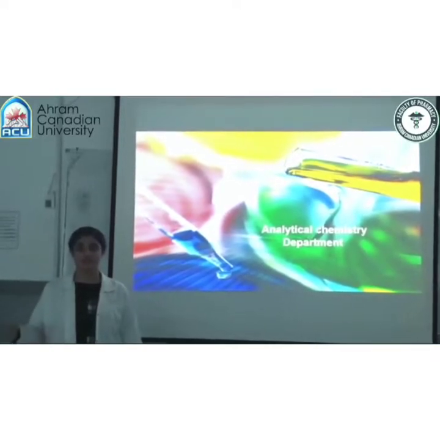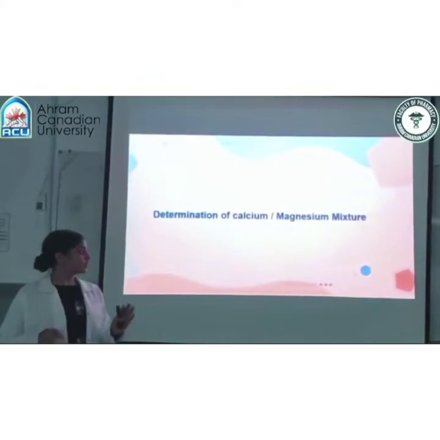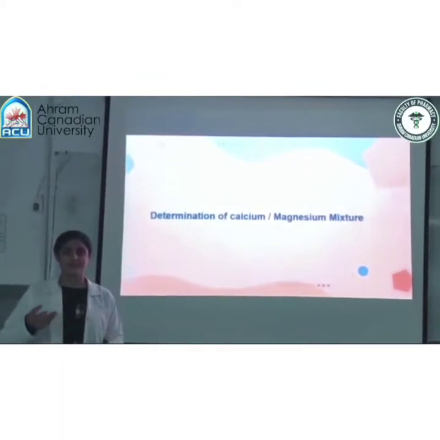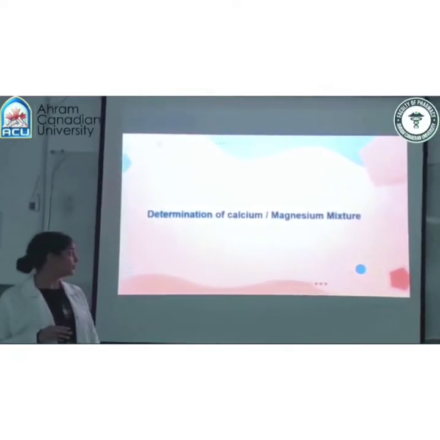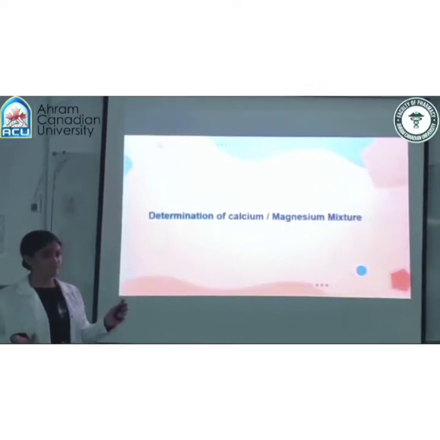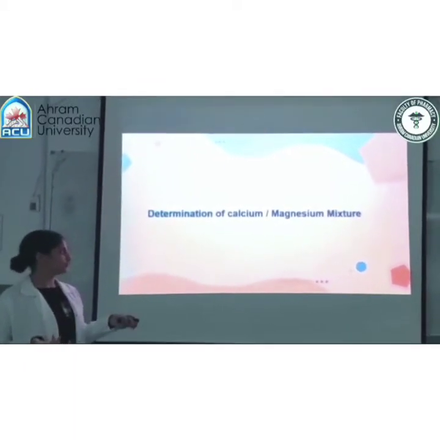Take analysis titration process, which is complexometric titration. In general, in complexometric titration, the sample is a metal and the indicator is a complexing agent. Now we are determining the calcium magnesium mixture. In this sample, we have two metals that we have to determine.